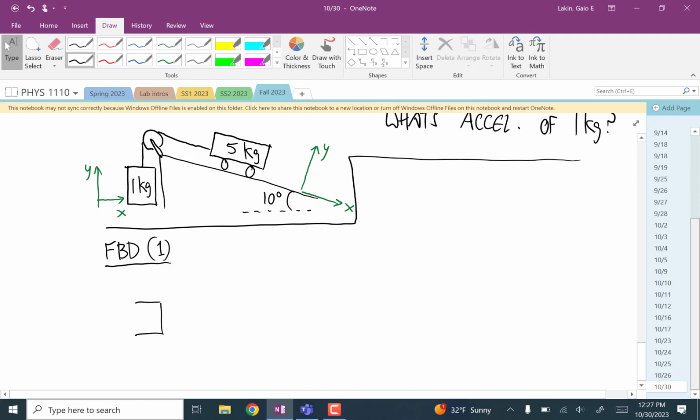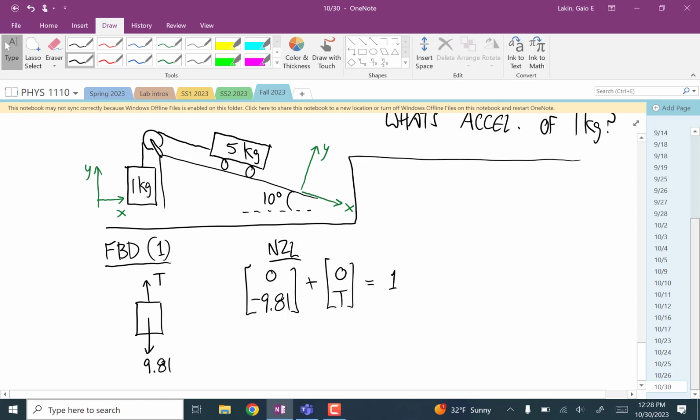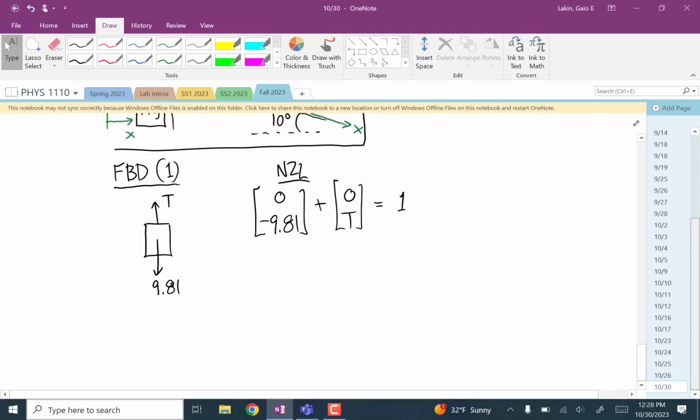Okay, so free body diagram. You have 1 times 9.81 for the weight, and a cable force T, and nothing else makes contact with the boundary. Newton's second law says 0, negative 9.81 plus 0t is equal to the mass, 1 kilogram, times the acceleration. And on the first body, remember, you're always just using a positive variable a along whatever axis the thing is moving.